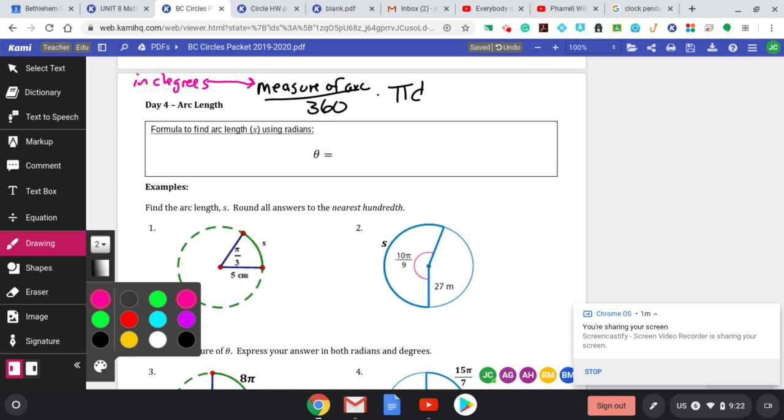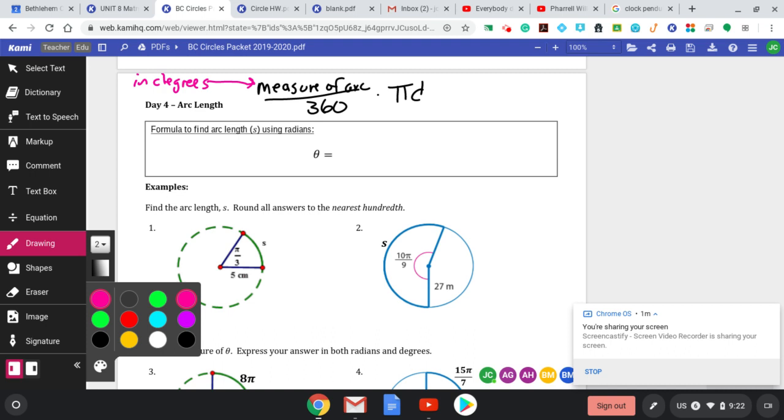So what I want to focus on today is, how do I find an arc length, but now instead of the angle being in degrees, it's in radians. Okay, so this is a new formula. So again, hopefully we're keeping track of our formulas, because right now you have circumference, you have the arc length when the angle's in degrees, and now I'm going to show you a third formula, which is how to find arc length when the angle is in radians. All right, and that is the following.